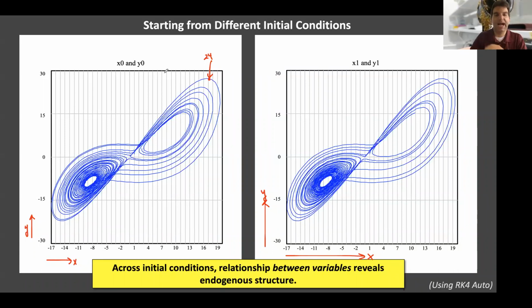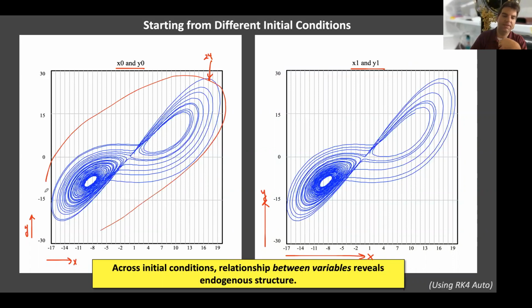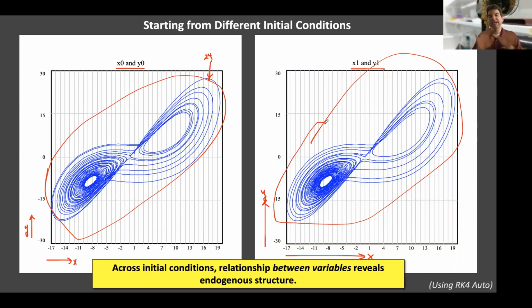And when I do that, I have 2 different initial conditions. This is one initial condition, and this is a different initial condition. Even though on the previous slide those 2 different initial conditions produce very different trajectories, when I look at how X and Y relate to each other, I get the same shape. When I see the same shape, that shows me that there really is deterministic structure in my system. It really isn't random behavior.